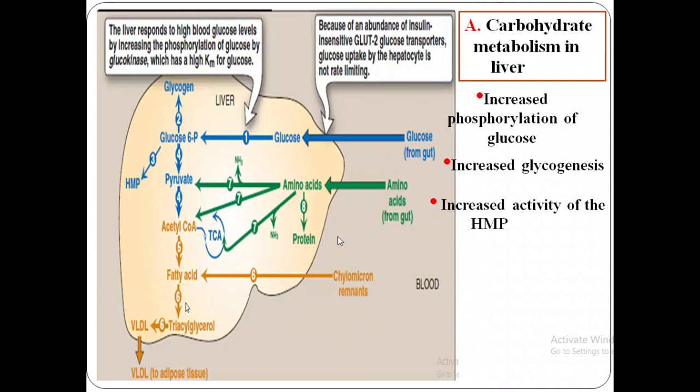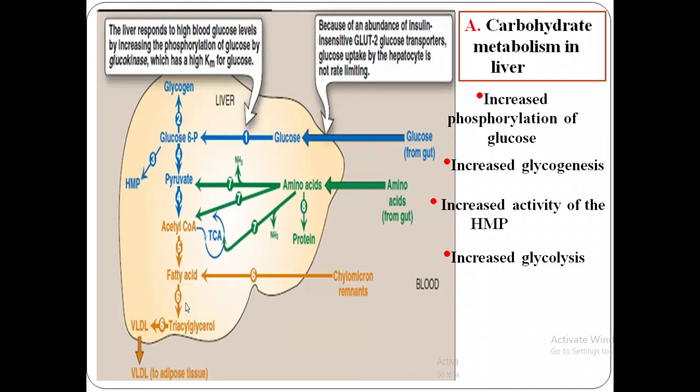Pentose phosphate pathway is activated by the increased availability of glucose 6-phosphate and also because of the active use of NADPH in hepatic lipogenesis. Only during the absorptive state or absorptive period, glycolysis is significant in the liver following a carbohydrate-rich meal.